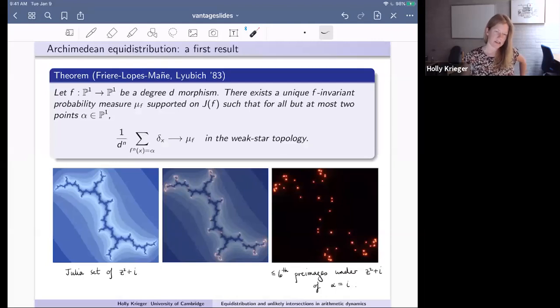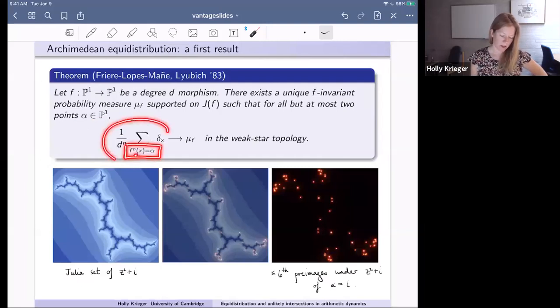So the first result is that in general, if I take one of these degree D self-maps of the Riemann sphere, then there exists some unique F-invariant probability measure supported on the Julia set, just like Lebesgue on the circle was supported on the Julia set of the squaring map, such that for almost every point on the Riemann sphere, if I take this discrete measure, which is evenly supported on pre-images of that fixed point on the Riemann sphere, so these are the collection of points which map after n iterates to alpha, and I'm taking the probability measure equally supported on them, then this measure converges in the weak star topology to this invariant equilibrium measure.